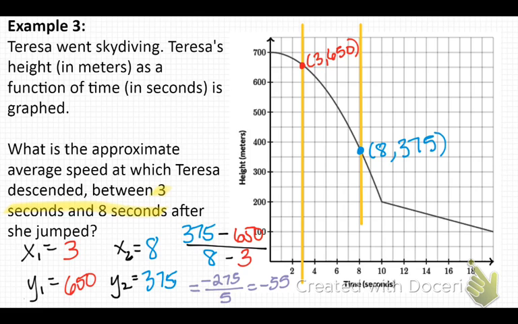Now, this one's not done. I need a little bit more for my answer, okay? This is fully simplified. But if you look, I originally had height in meters and time in seconds. So height is my vertical axis. Time is my horizontal axis. So this answer is going to be negative 55 meters per second, okay? Because it has a unit on it. So this will be my final answer. And I know that it's negative because if you look back at the question, it said the average speed at which Teresa descended. And descended means goes down or gets smaller, okay?